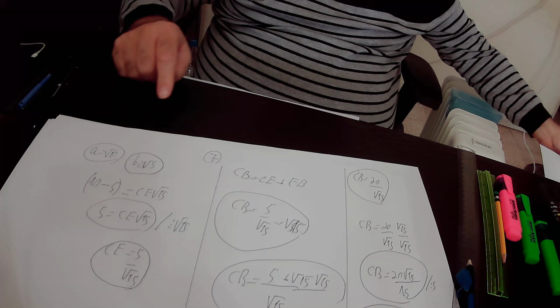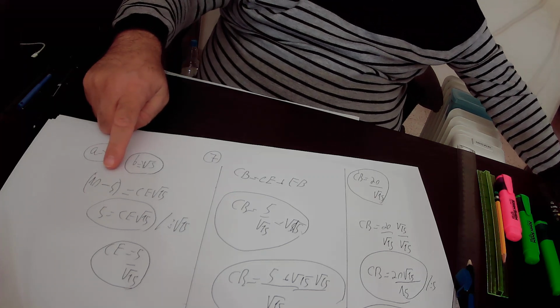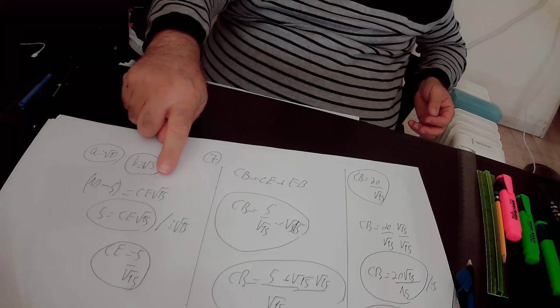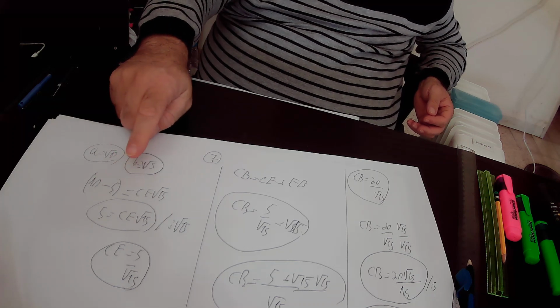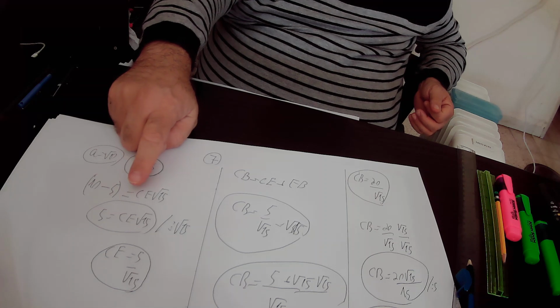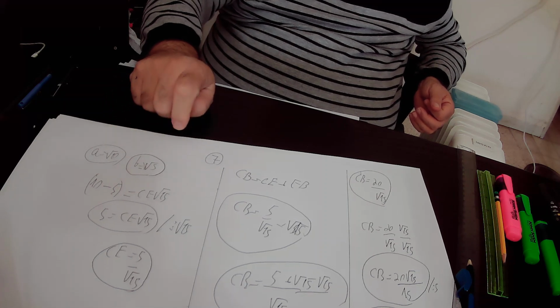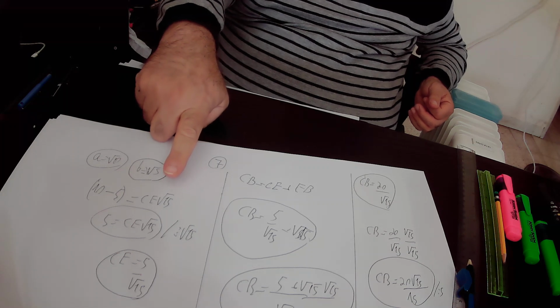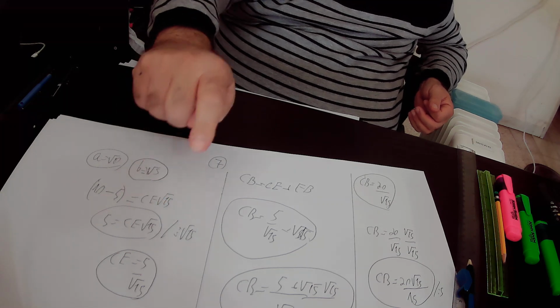Okay. So A squared minus B squared, that is actually 10 minus 5, equals CE times square root of 15, according to rule number 2. 10 minus 5 is 5. So in conclusion, 5 equals CE times square root of 15. Here we divided this equation by square root of 15 and found that CE equals 5 over square root of 15.